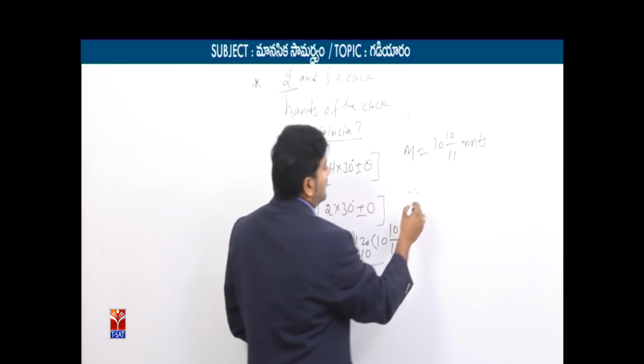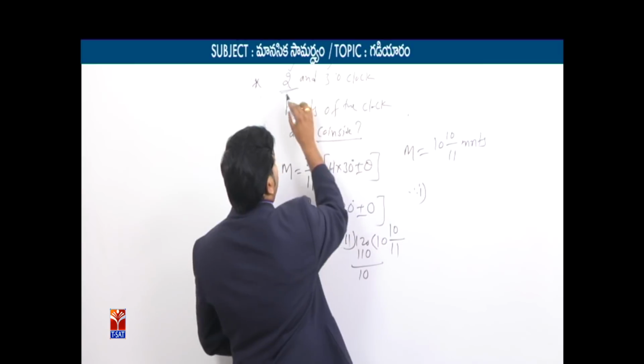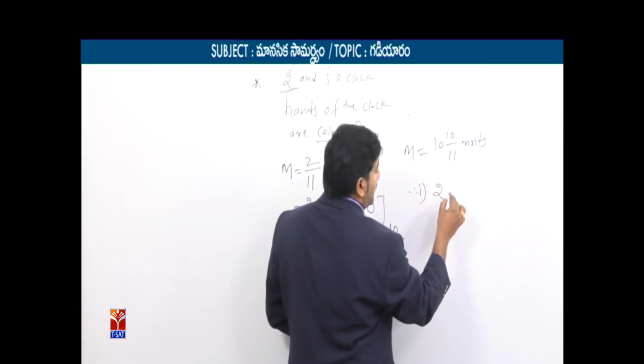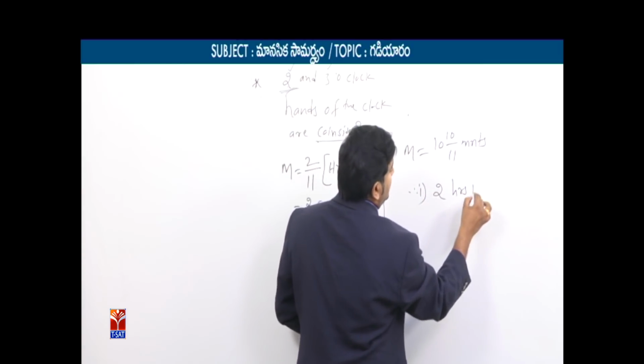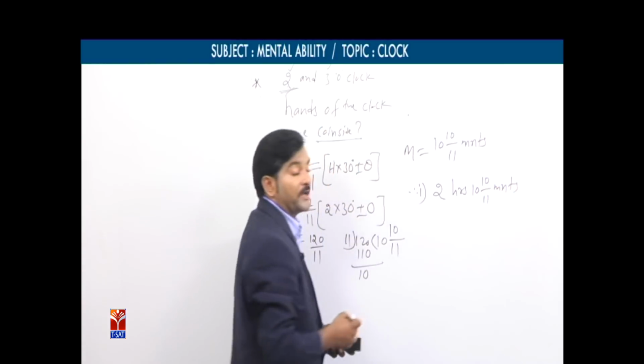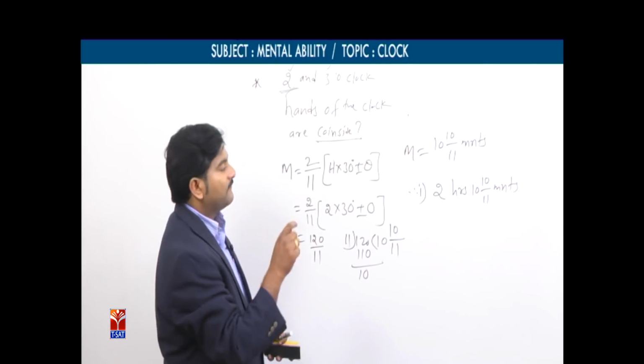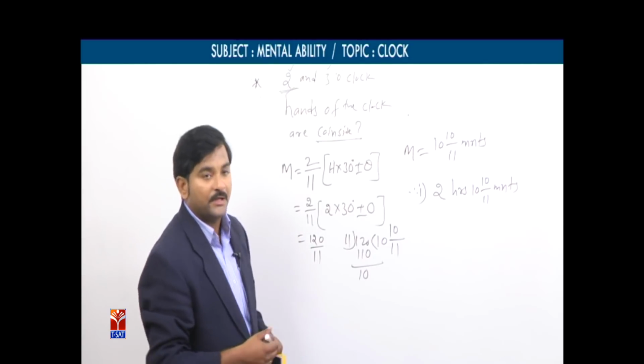So let's say the first way is the normal way. Normal రాయడం ఎలా, నార్మల్గా వాడు ఇచ్చిన టైం ఎంత, 2 o'clock అన్నాడు. సో కాబట్టి 2 hours 10 by 11 minutes. So exactly at this point of time two hands may coincide. That is one kind of expression indicating the answer.